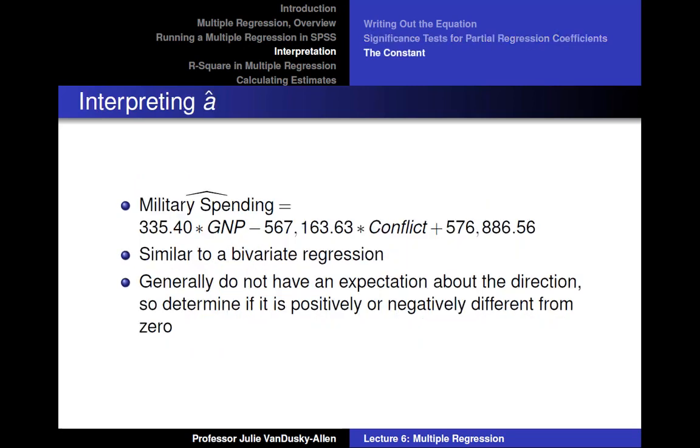Now moving on to interpreting the constant a hat. Recall that a hat is also the y-intercept. In this equation it is 576,886.56. Interpreting a hat in a multiple regression is similar to interpreting it in a bivariate regression. We do not have an expectation about whether a hat is positively or negatively different from 0, so we just assess whether it is positively or negatively different from 0.